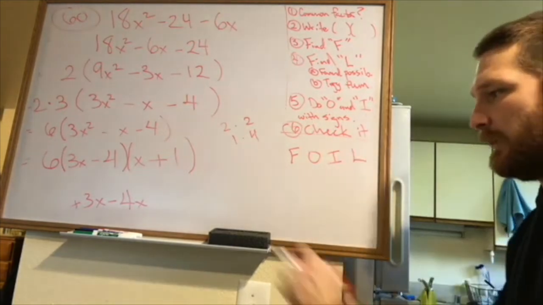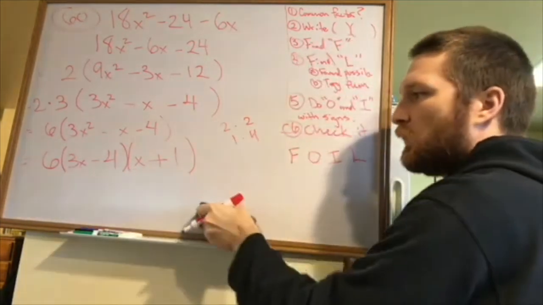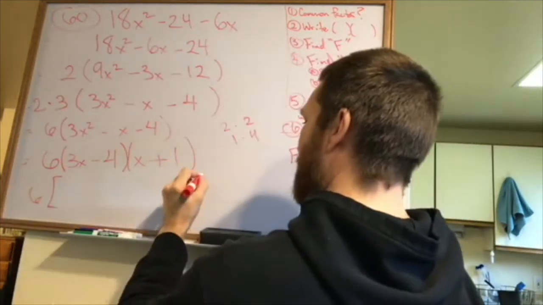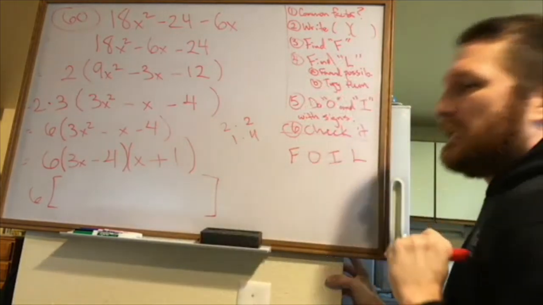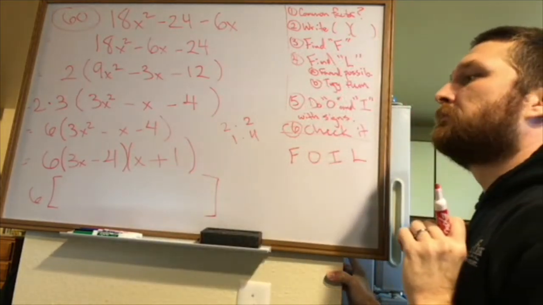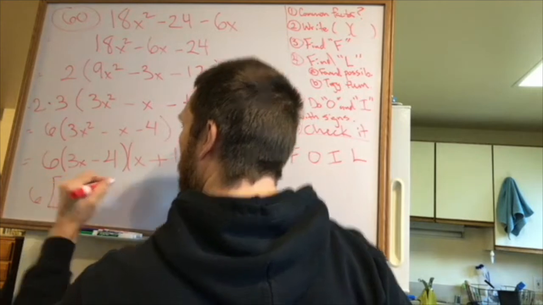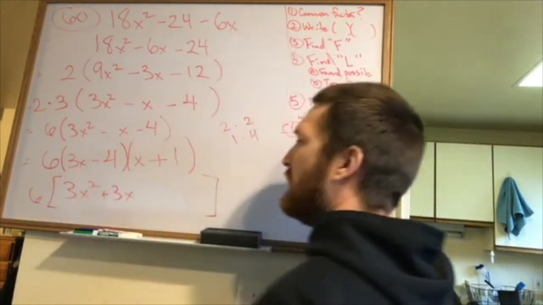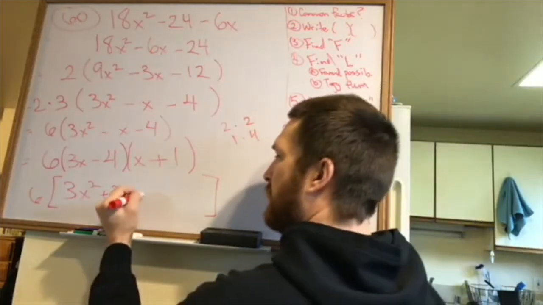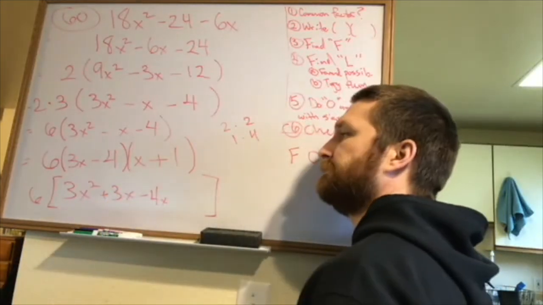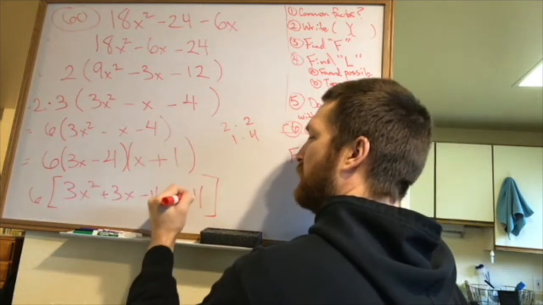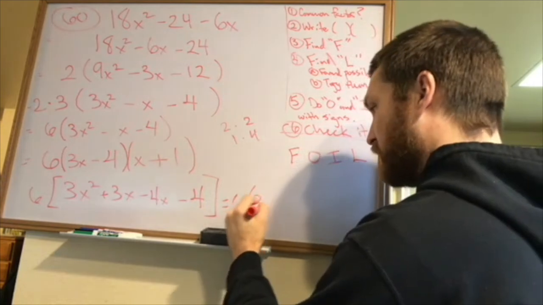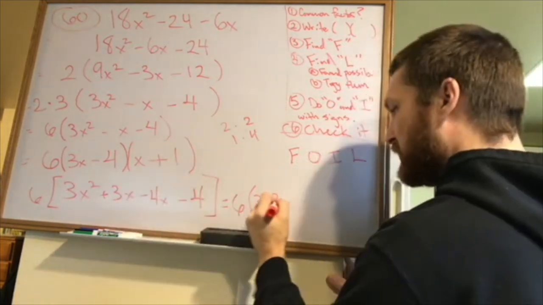Let's check it. So, what I'm going to do is leave that 6 out. We're not going to worry about the 6 just yet. So let's just go ahead and do it. First gives me what? 3x squared. Yep. Outside gives me what? 3x. Inside gives me what? Minus 4x. And the last gives me what? Minus 4. And I can see that that's going to give me 6 times 3x squared minus x, which is what we needed.